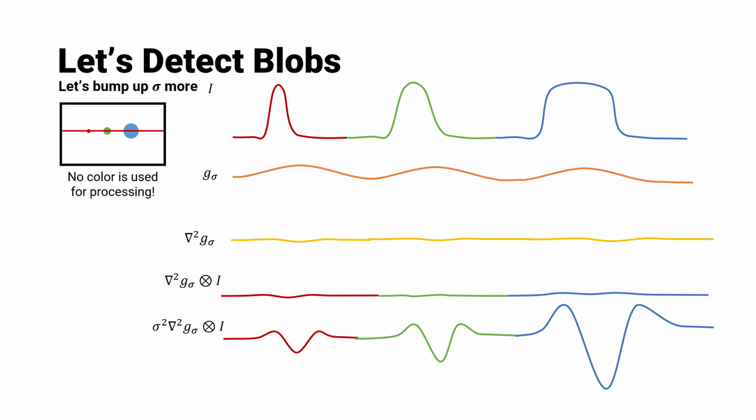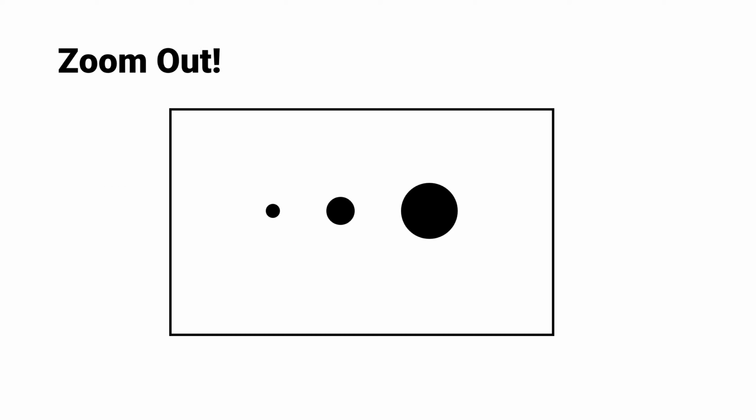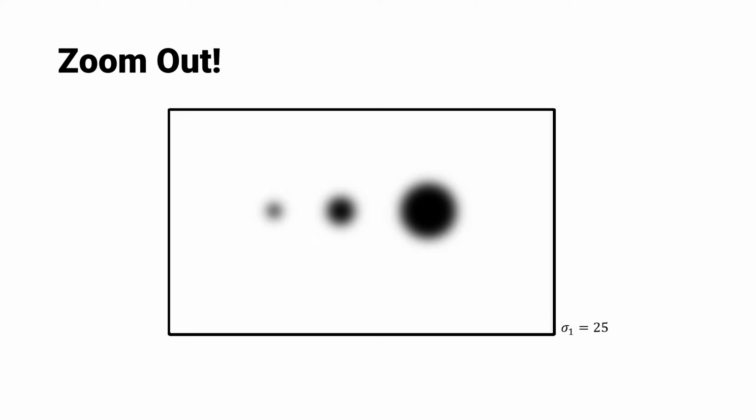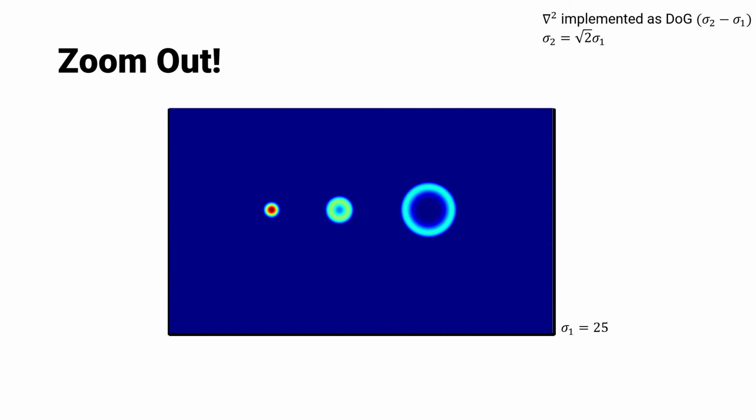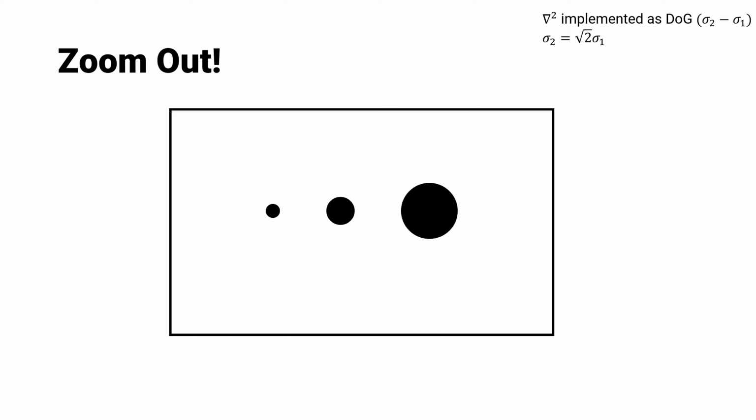Now let's look at it from an image perspective rather than a single row. This is what we had, and we have sigma 1 as 25 pixels in this particular case, and we are implementing the Laplacian as a difference of Gaussian, where sigma 2 is computed as root 2 times sigma 1, right? And we implement that and we do the normalization. This is what it will look like. We clearly see a spike in the first one like we saw in the 1D example. Beautiful. Let's do this one more time.